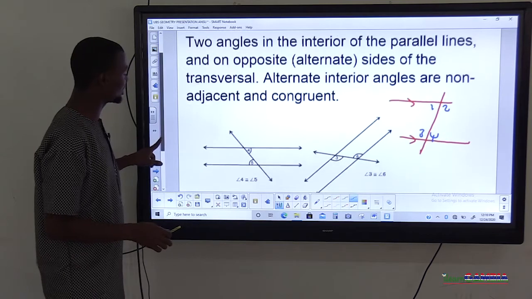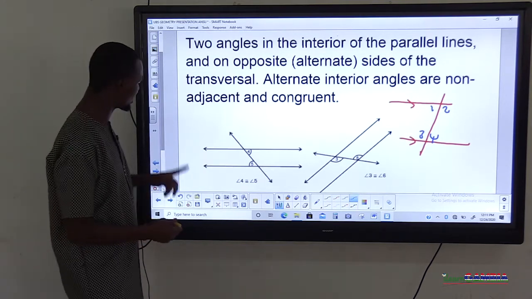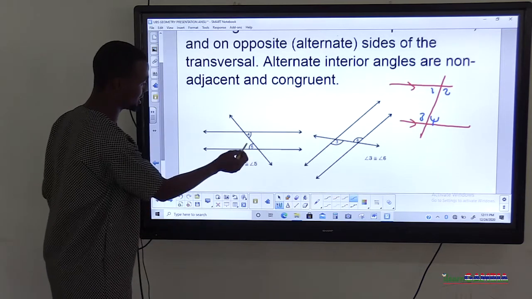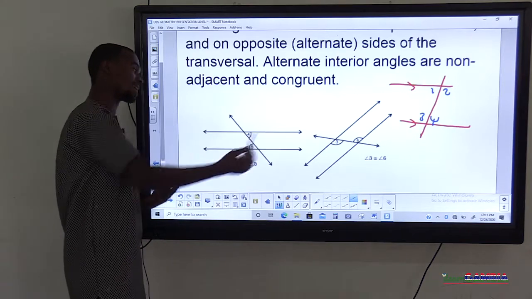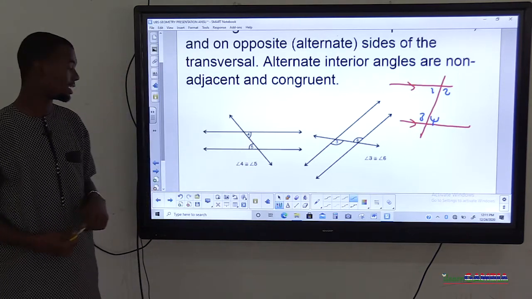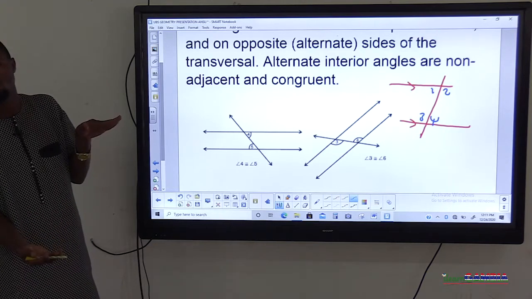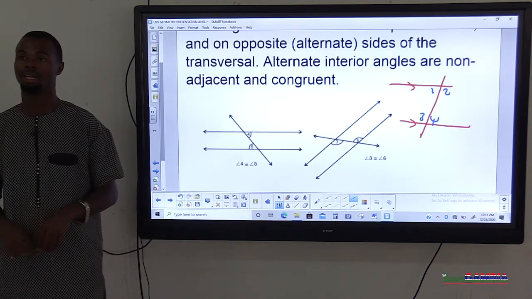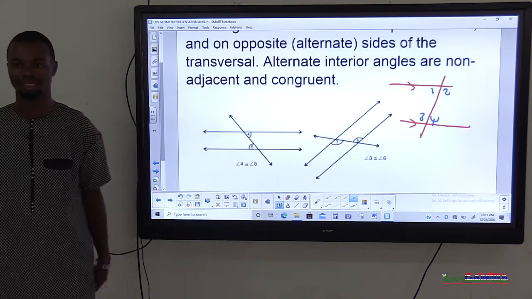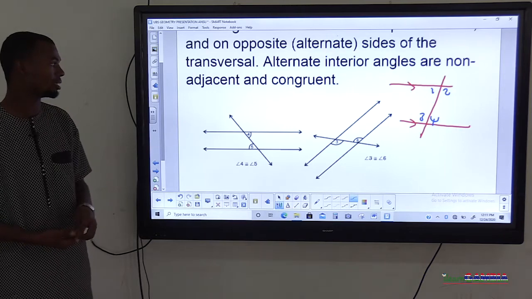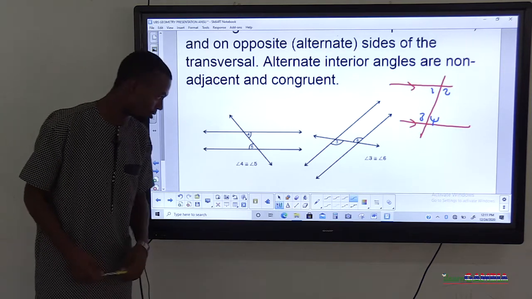An example of that is angle 4 and angle 5. On this diagram, you can see they are alternate interior angles. Angle 4 is at the right side of the transversal, and angle 5 is at the left side of the transversal, and they are in between the parallel lines. They are called alternate interior angles, and they are congruent, meaning they are equal. Alternate interior angles are equal.